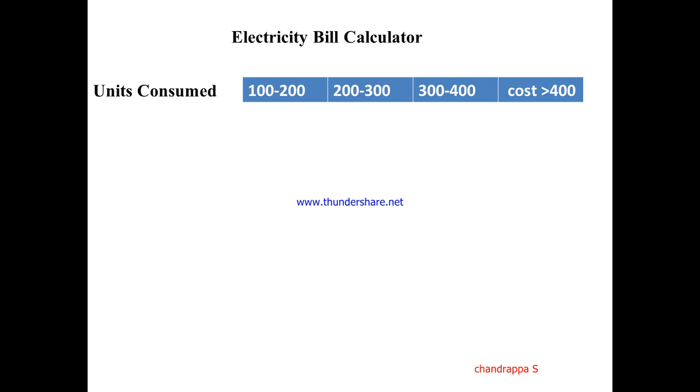Suppose electricity consumed is in between 100 to 200 units. Charges applied per unit is 80 paise or 0.80 Rs.